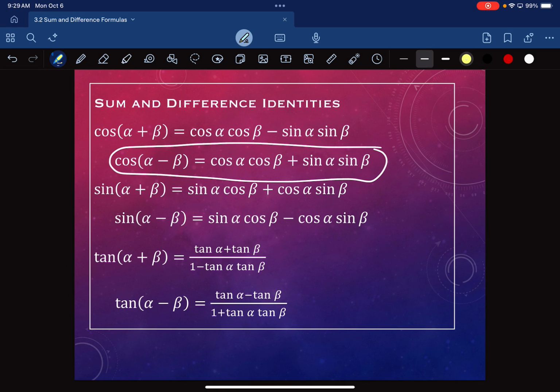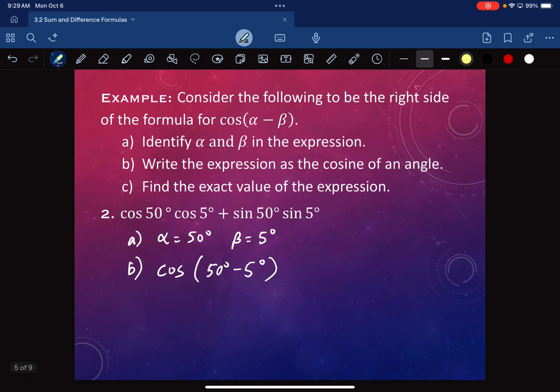Okay, so let's take a look over here though. What I want you to notice, however, is that there are no identities that have the right-hand side that switch the sines and the cosines. So if you had a problem that was written backwards of this one, and it said sine of 50, sine of 5 plus cosine of 50, cosine of 5, you should be able to say to yourself, addition is commutative, and if I switch that around, then it looks like that first identity.